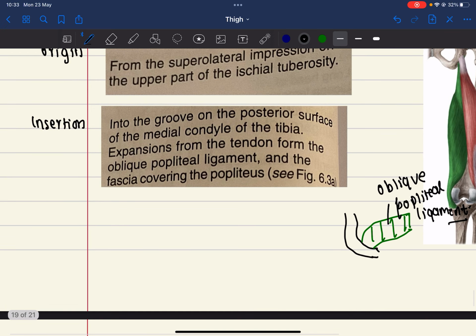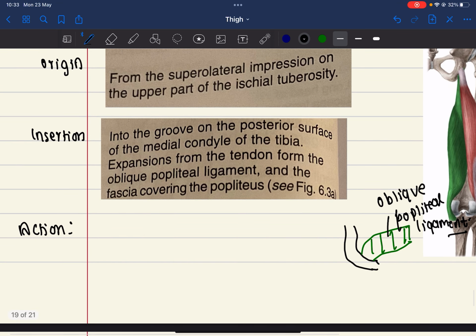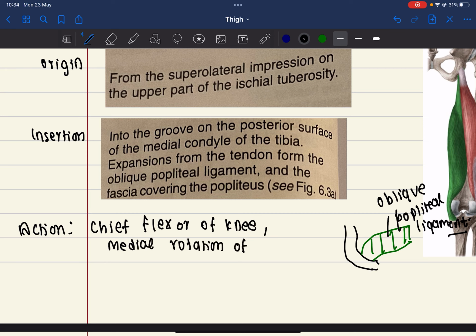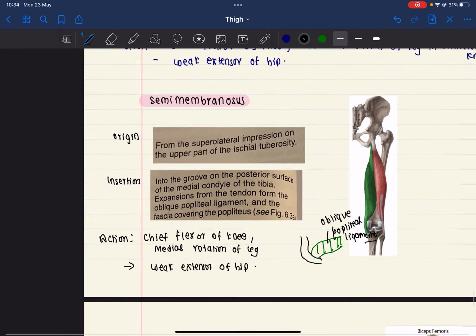It is by the tibial part of the sciatic nerve र यसको action हेर्ने भने it is same as that of semitendinosus. It is the chief flexor of knee, and it also causes medial rotation of the leg in semi-flexed knee. त्यस्तै गरी it is also the weak extensor of hip. These are the actions of the semimembranosus.